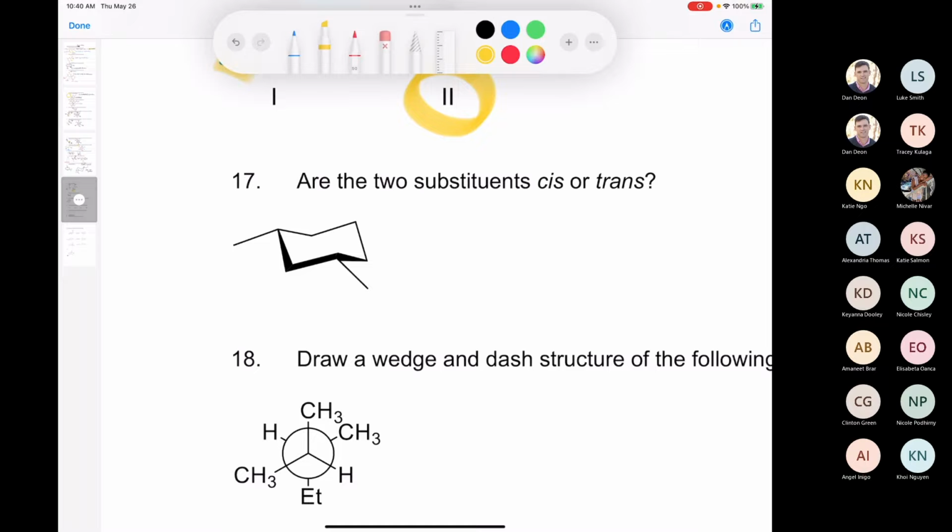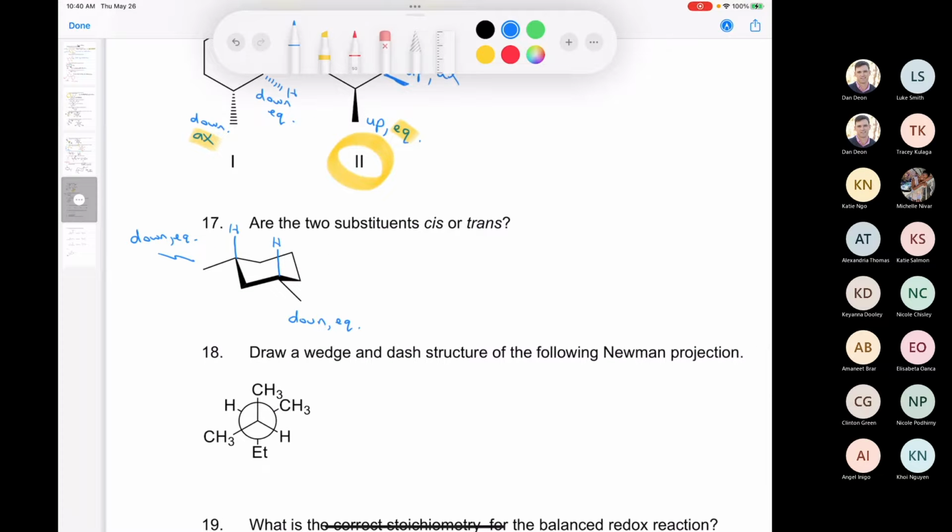Yeah, absolutely. Because this methyl group is pointing down. This one is down and equatorial. And this one here is down and equatorial. Right? This would be the axial position going straight up. This would be the axial position going straight up. And so since both of those groups are pointing down, that means they're on the same face of the molecule. And so the name of this molecule would be cis 1,3 dimethyl cyclohexane.